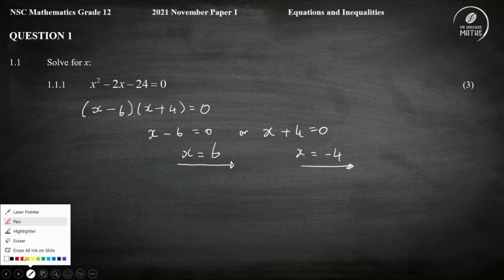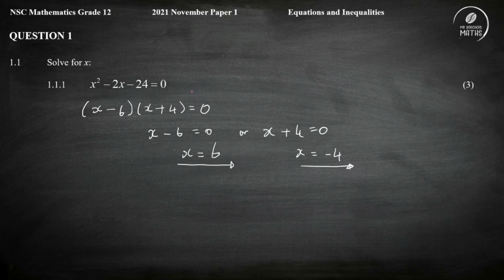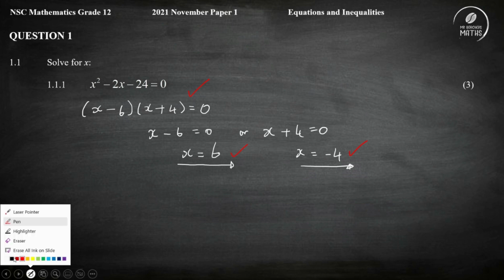So when examiners look at this, you would most likely get 1 mark for factorizing, and then you would get a mark for each of your roots. And that's where your marks for that question would come from.